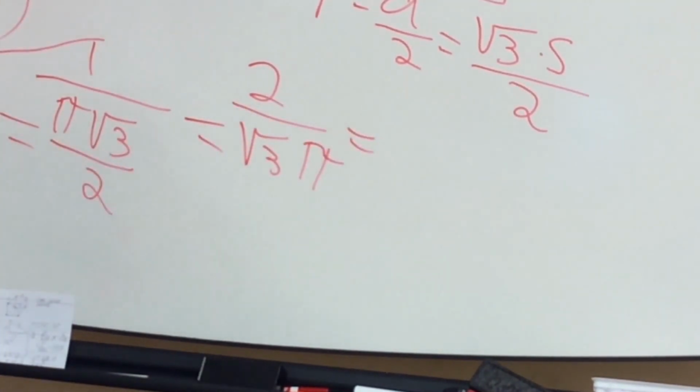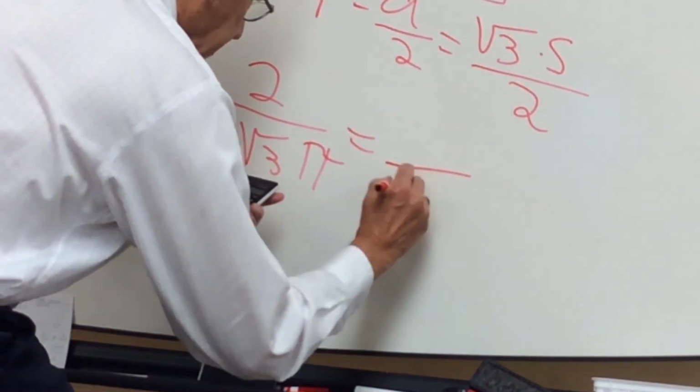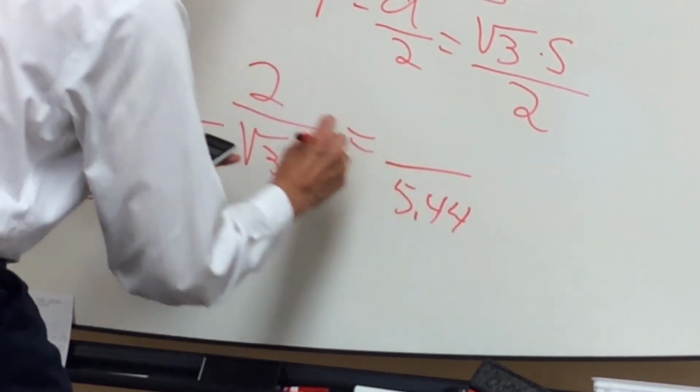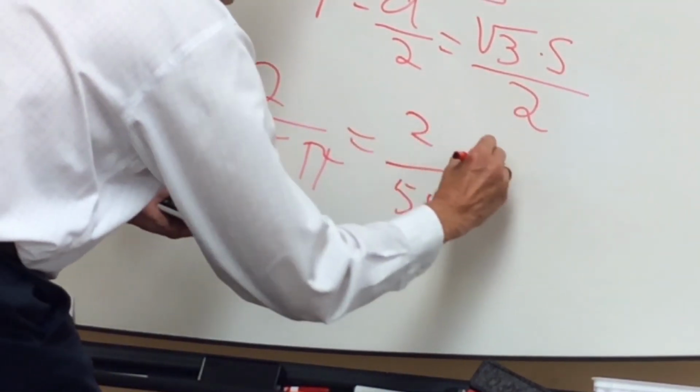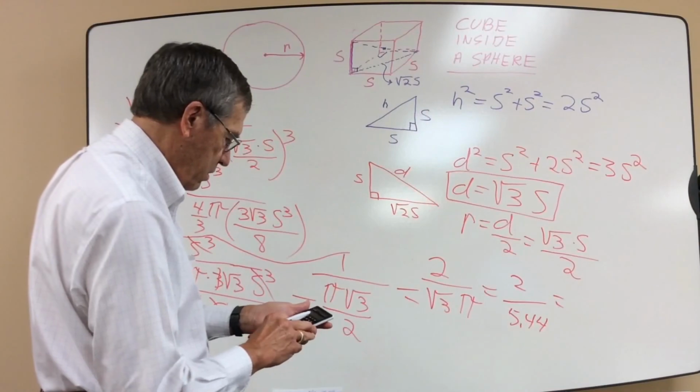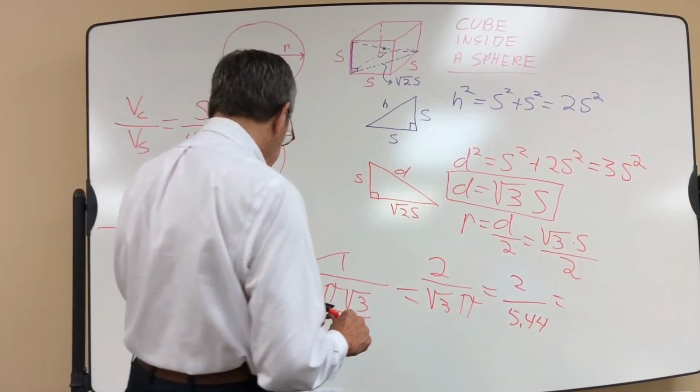Let's figure that out. So square root of 3 times pi is 1.732 times pi. So down here I have 5.44, and on the top I have 2. So let's take that, take 2 divided by that, 5.44, 0.3676.